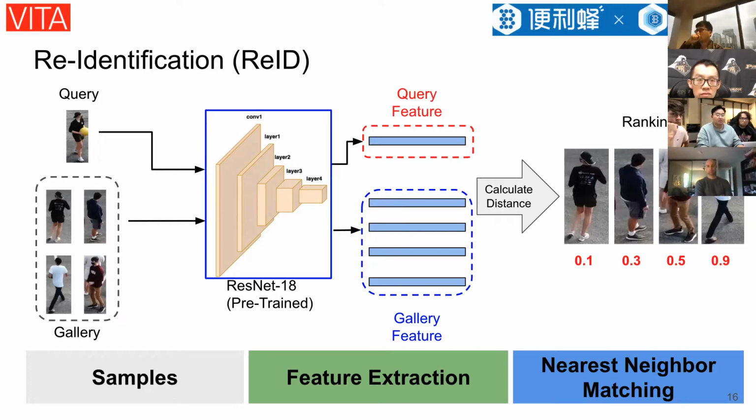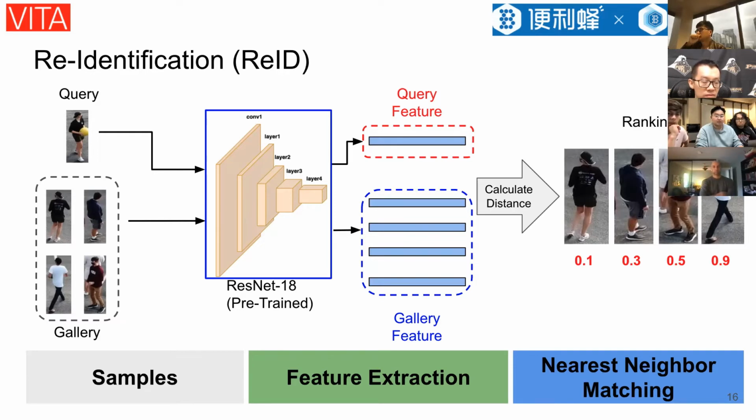The first stage is sampling. In this stage, we will have 2 sets of images. The first set is the query set, which is the person image that we would like to identify. And the second set is the gallery set. This set contains images of every type of person.